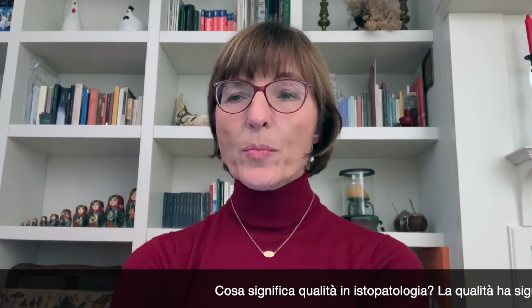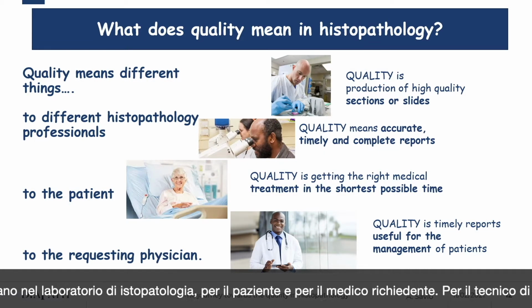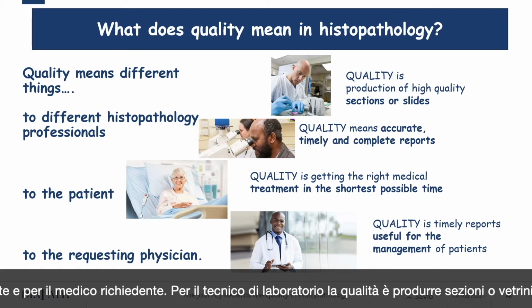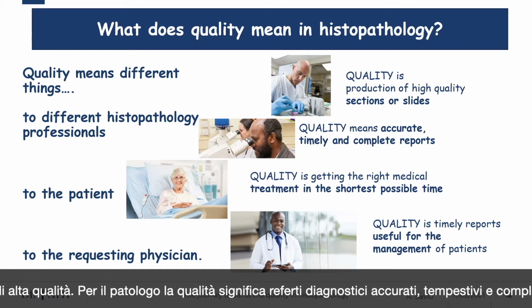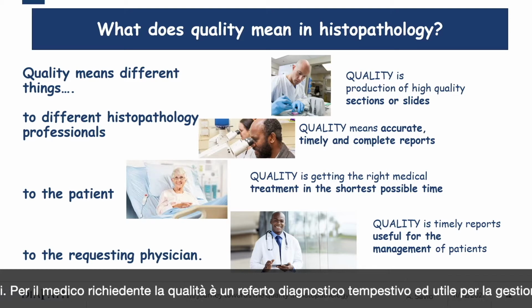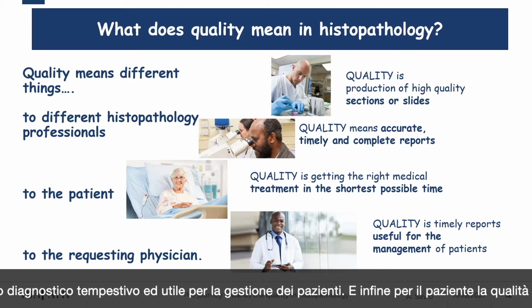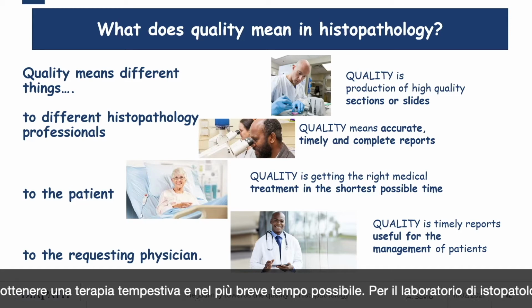What does quality mean in histopathology? Quality means different things to the different professionals working in the histopathology department, to the patient and to the requesting physician. To the lab scientist, quality is the production of high-quality sections or slides. To the consultant pathologist, quality means accurate, timely and complete reports. To the clinician, quality is timely reports useful for the management of the patients. And finally, for the patient, quality is getting the right medical treatment in the shortest possible time.